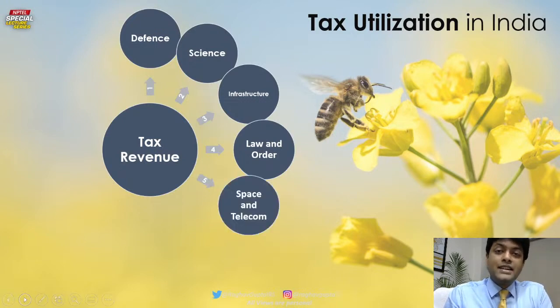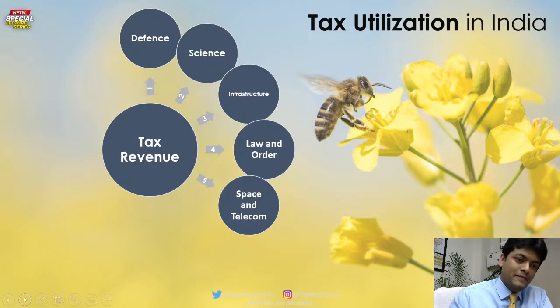Then you have the space and telecom sector, and space would mean the Indian space research missions, which could mean Mangalyaan, Chandrayaan, which have been sent to space. It can include various satellites used for telecommunication, geoinformatics, etc. All of that is again funded by tax revenue.